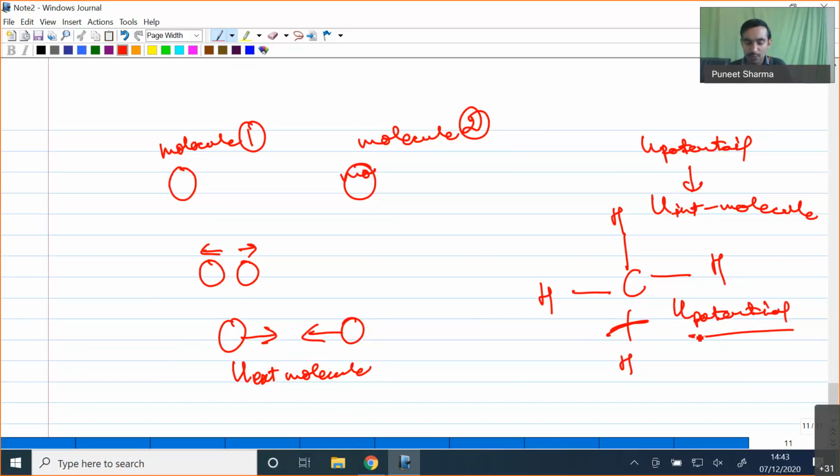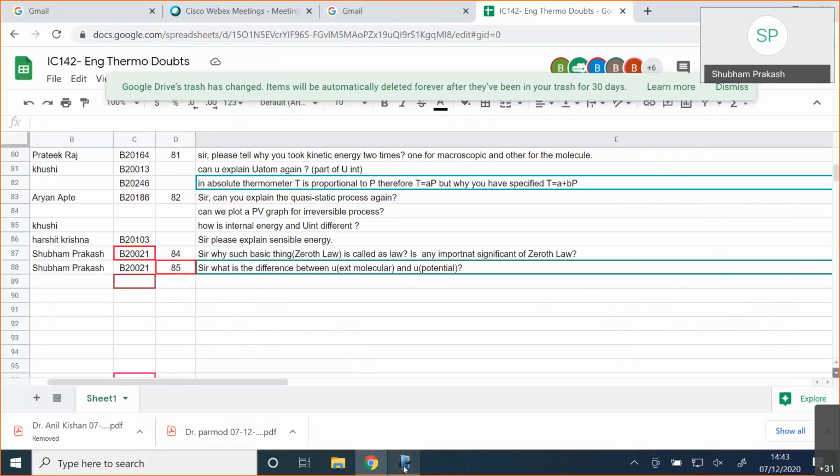So anything which is from molecule to molecule, that is U external molecule, and anything which is within the atoms of a molecule, that we call U potential, and that comes in the category of U internal molecule. Is this point clear? Yes, sir. Okay, so is there any other question?